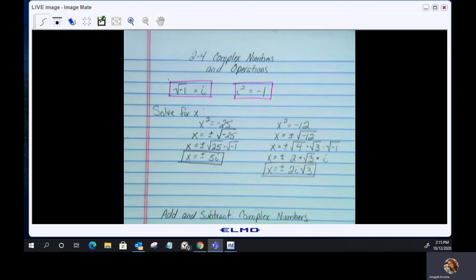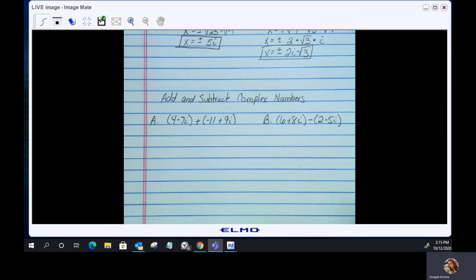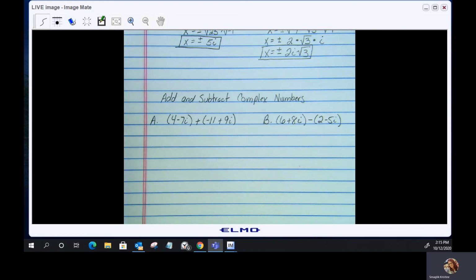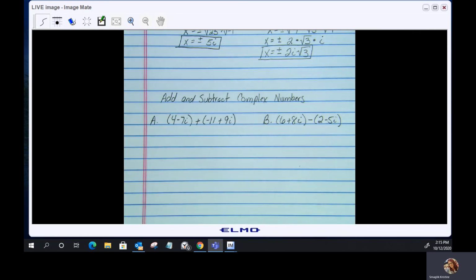Okay, now let's move on to adding and subtracting complex numbers. Really, think of that i as a variable. You're going to apply the same properties as you would if this were, say, 7x and a 9x. Treat them pretty much the same at this point. So you're going to combine like terms.